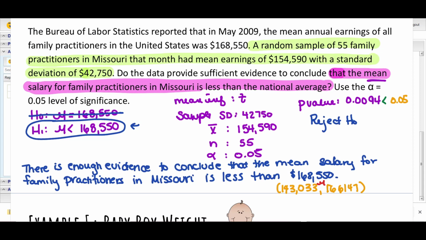168,550, that whole confidence interval is less than that. So it agrees, because it's less than 168,550, the whole thing. Okay.